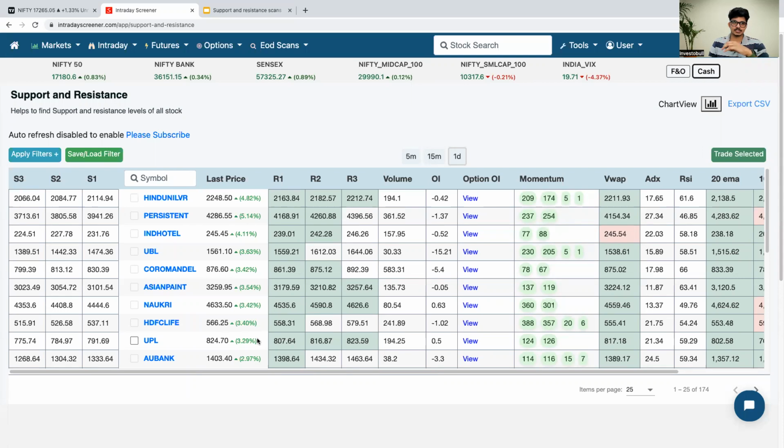Today, we are going to discuss support and resistance scans. It is one of the most important and useful features of Intradayscreener. So, without any further ado, let's get into the video.